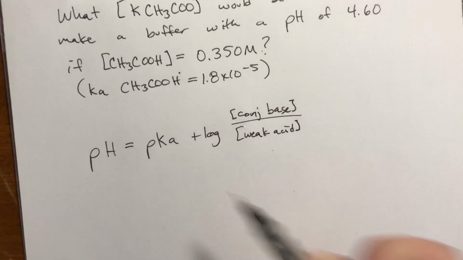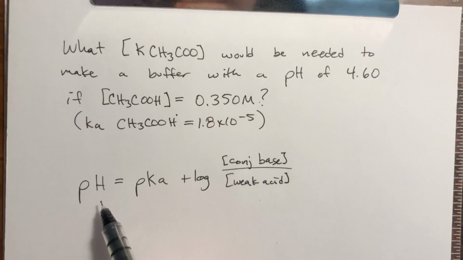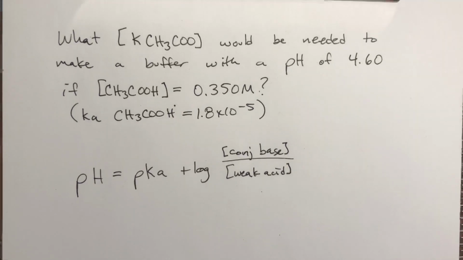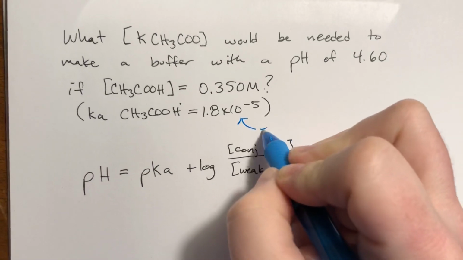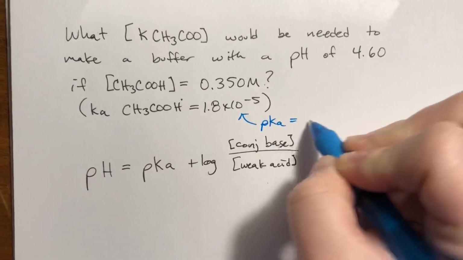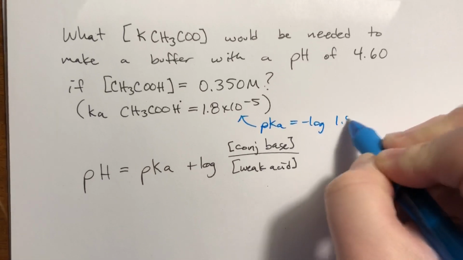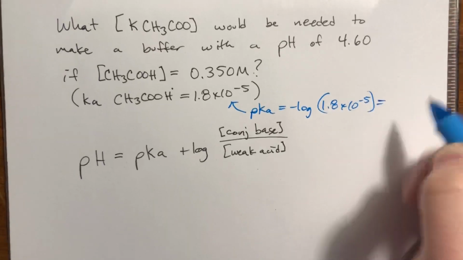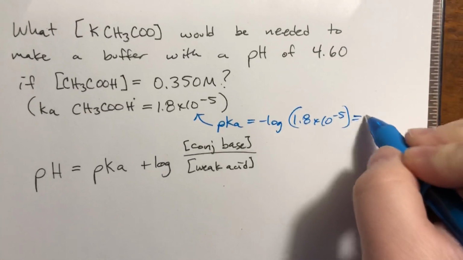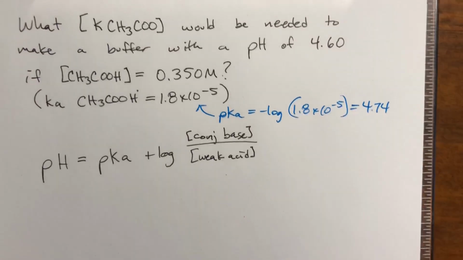We know the pH we're shooting for is 4.6. pKa we haven't solved for yet, but we can. To get pKa, you're going to take the negative log of 1.8 times 10 to the negative fifth, because that is the Ka value. And if you plug it in, it comes out to 4.74.